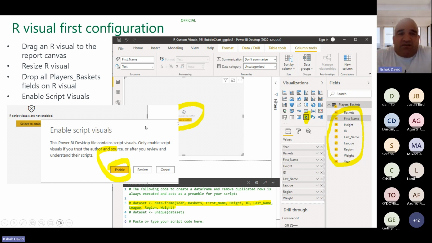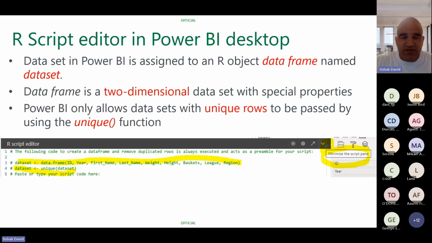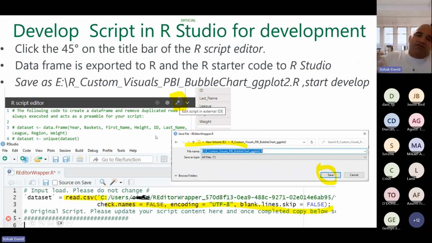Our script editor is very limited, but if you drag these fields, we have a dataset in Power BI that is assigned to our object, which is a data frame named dataset. You can see it here. A data frame is two-dimensional, like a table. Power BI allows only datasets with unique rows, so you can see it. Dataset, data frame, ID, first name, last name, weight, etc. A unique dataset, and then we should write our code here. So we'll not develop here; we will go to RStudio and develop the scripts. Okay.